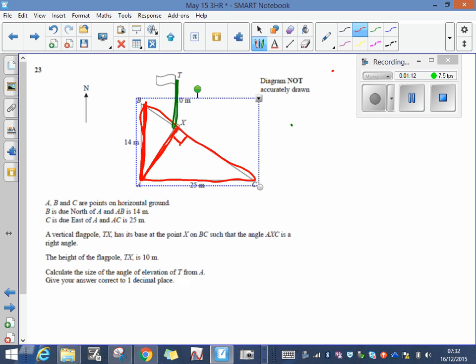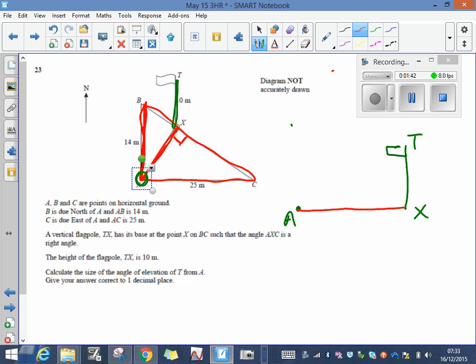We're told the height of the flagpole is 10 meters, and we're asked to calculate the size of the angle of elevation of T from A. Now, if we look at this from the side, here is the flagpole. Let's do that in green. There's the flagpole with the flag on top. That is T, and that is X at the bottom of the flagpole. And somewhere over here we have point A. If I do this line in red, we've got a horizontal line that goes from A to X. So this red line is horizontal, the green line is vertical, so there's obviously a right angle here.